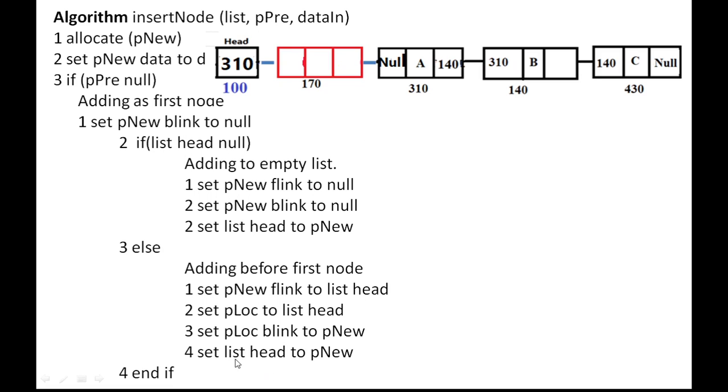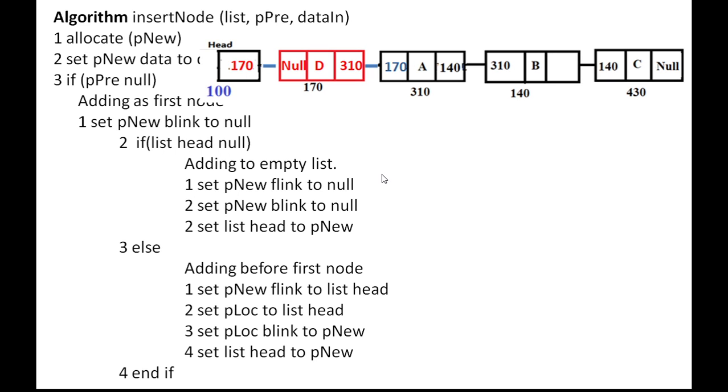And finally set list head to pnew. So this 310 will be overwritten by 170, and this results in these changes. Okay, so 170 is copied here, 310 is copied, null, and head is containing 170. These are the two steps needed for the insert operation, one into an empty list, another into an existing list, and both are actually coming under the category of adding as first node.